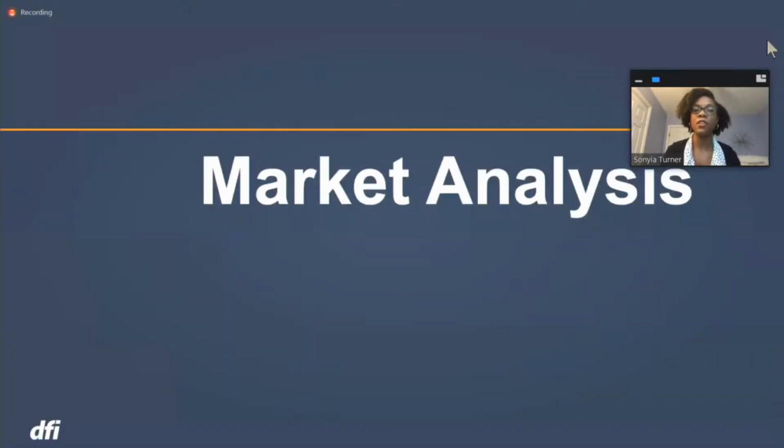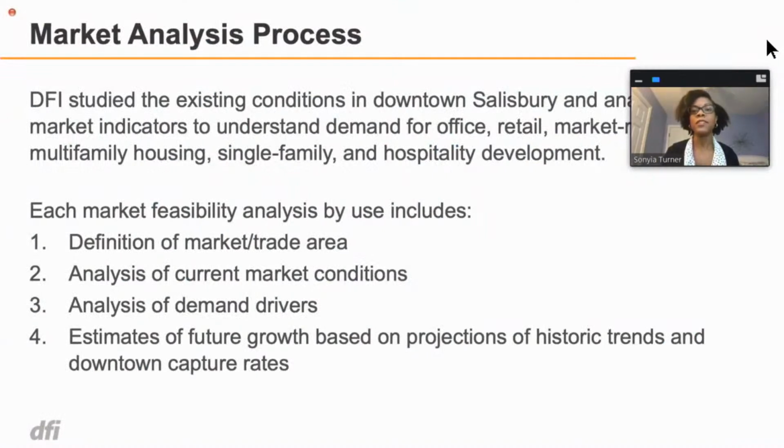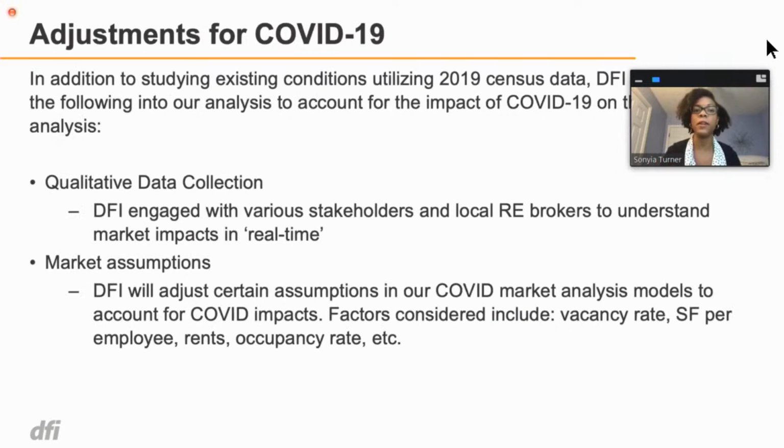So now moving into the market analysis. Our process for market analysis is studying existing conditions in downtown Salisbury and analyzing key market indicators to understand supply and demand in the area as it pertains to the 5 uses that I mentioned: office, retail, market rate multifamily, market rate single family, and hospitality. And so we define a trade area or market area. We look at those current conditions, we try to understand demand drivers, and then we try to estimate based on these things what the projected future demand might be.